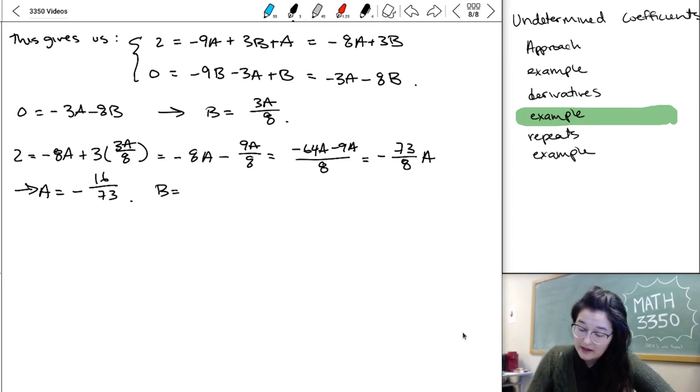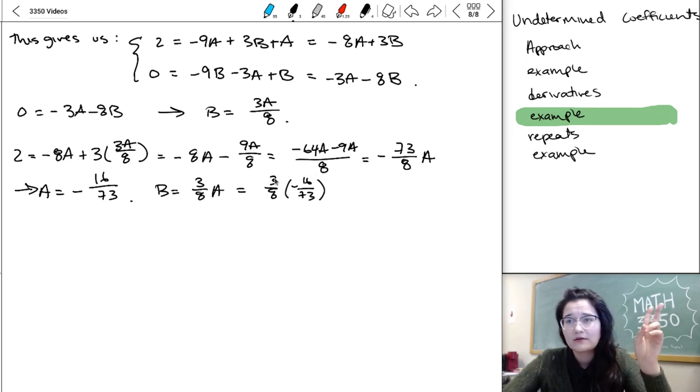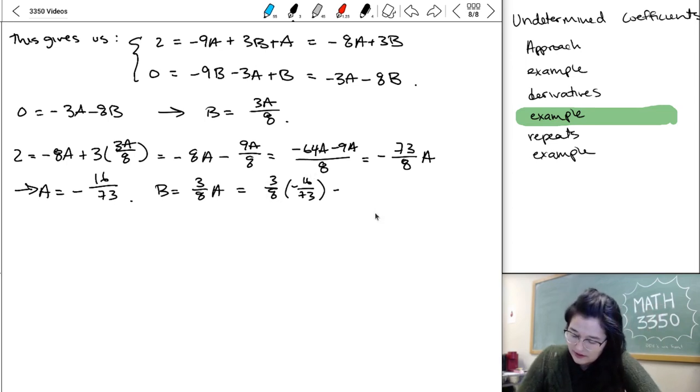That means that b, which was 3 over 8 times a, is going to be 3 over 8 times negative 16 over 73. 8 and 16 cancel out to just be 2 on top. So I've got 3 times 2 is 6 over 73.